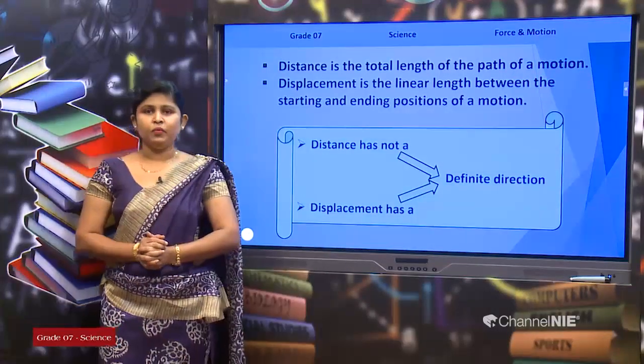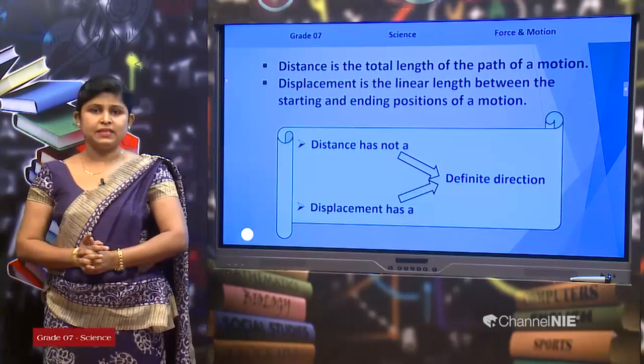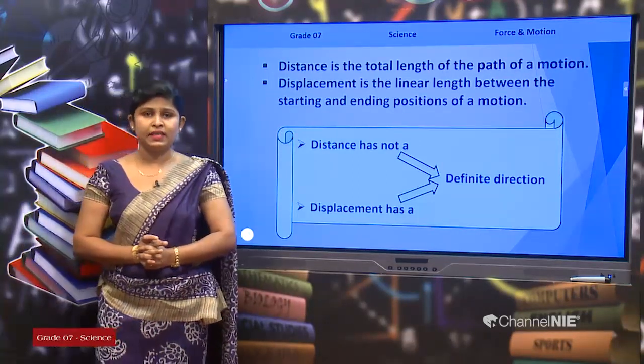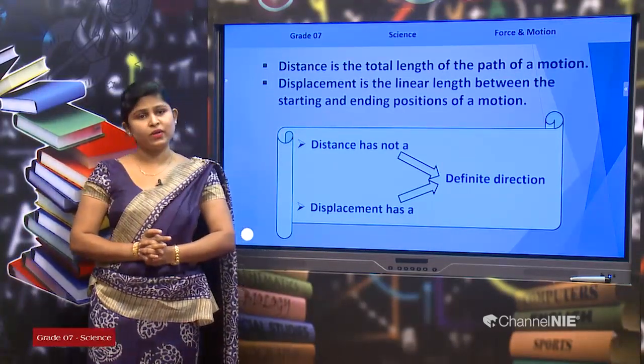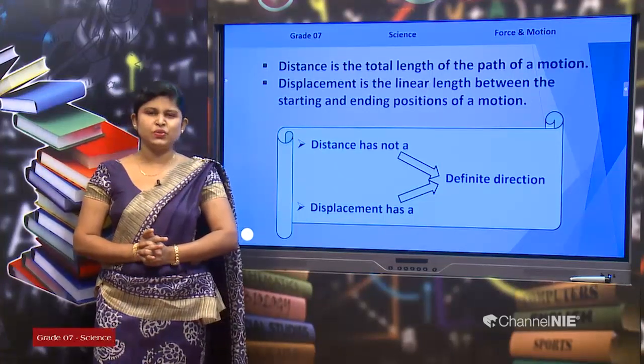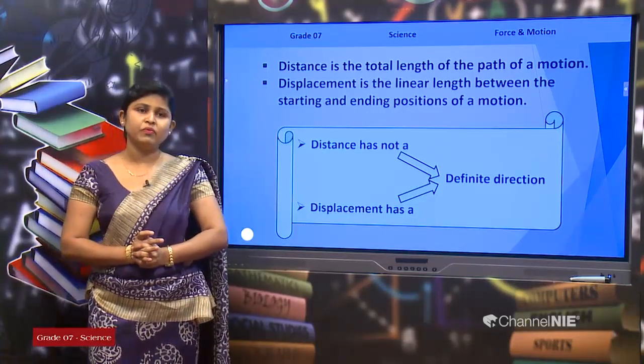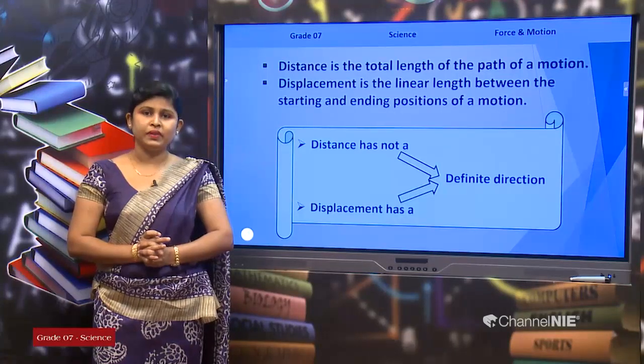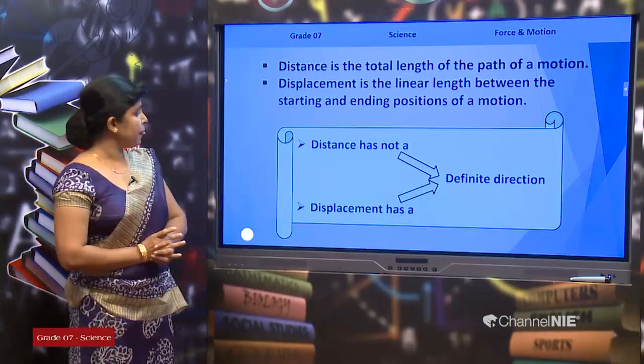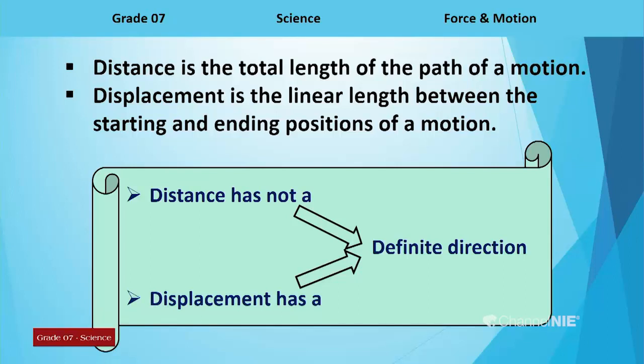My dear children, when we describe the distance, we don't want to state the direction because the distance does not have a definite direction. We should not indicate the direction when we are describing the distance. But when we describe the displacement, we must indicate the direction. There is a reason for that. The reason is that distance does not have a definite direction, but displacement has a definite direction.